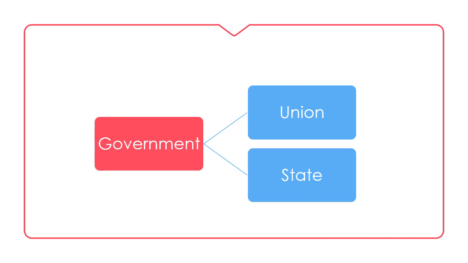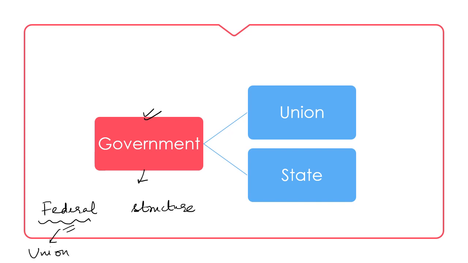There is one more thing that we need to know about the Indian government. You see, the Indian form of governance is a federal structure. What that means is that there is a division of power between the union and the state. Okay, so there is a division of power. In India, the union is slightly stronger than the state, yet the principle remains that there is a division of power between the union and the state.